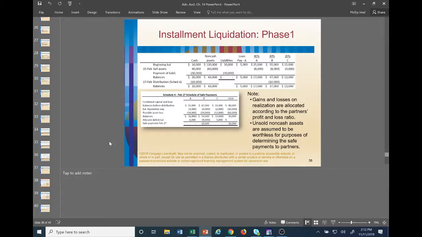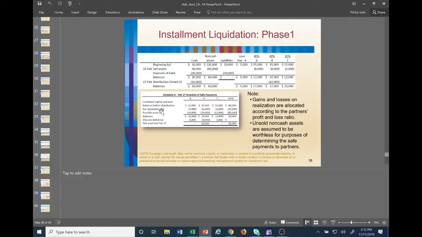Then again on February 17th, we distribute Schedule A of $10,000, and it's going to hit against partner B for $10,000. How do we come up with this $10,000? So let's take a look at Schedule A. We have the combined capital and loan balances before distribution. Partner A has $22,000 because it's his loan of $5,000 plus his $17,000. B has $47,000 and C has $11,000. So it's a total of $80,000.